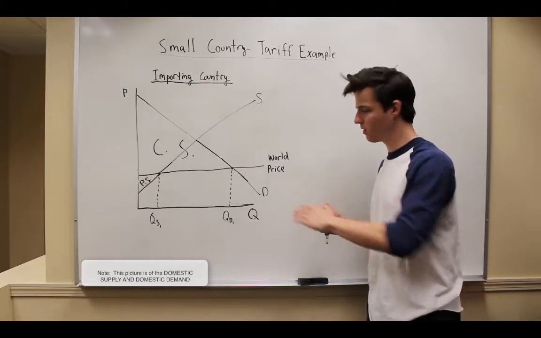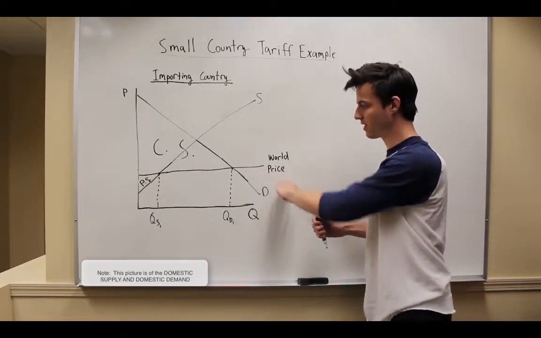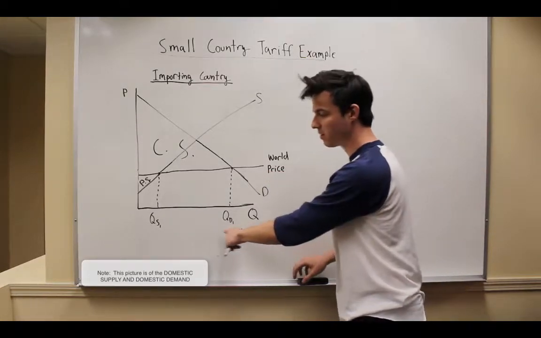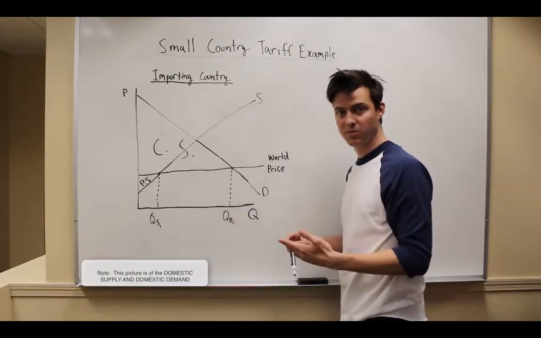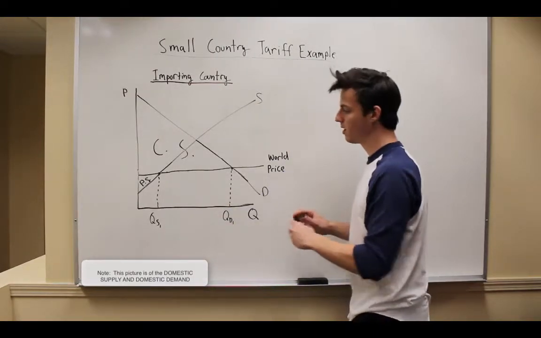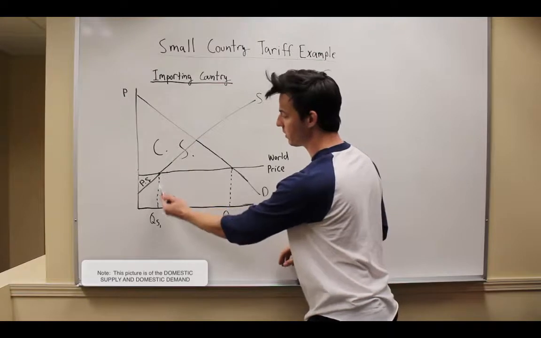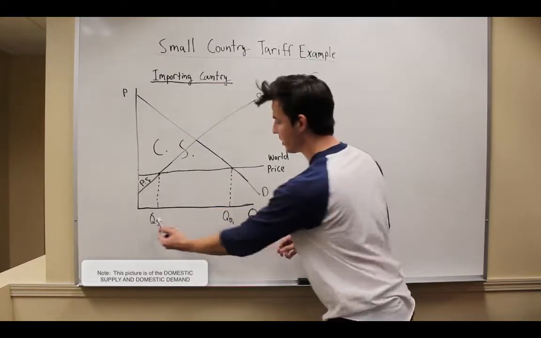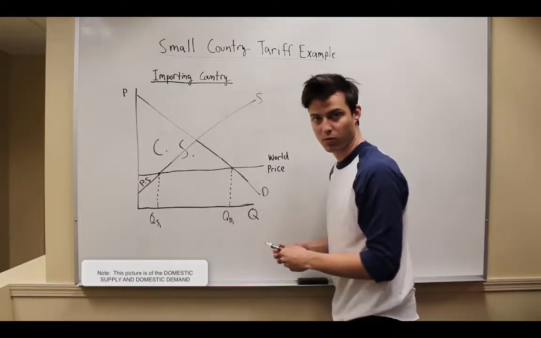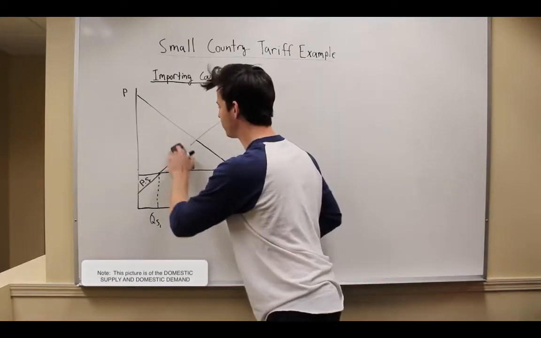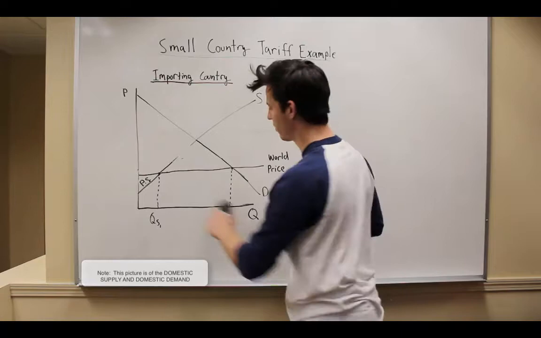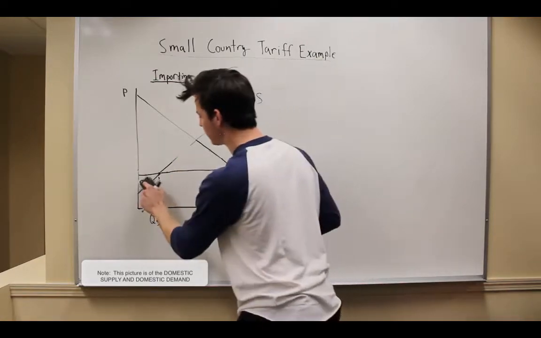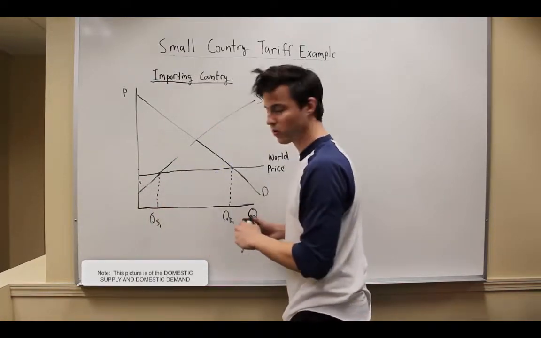At the pre-tariff price of the world price, the difference between your quantity demanded and quantity supplied is going to be the amount of goods that are imported, because domestic suppliers are only willing to supply this amount, but demand is much higher. So this area is the amount that's imported from other countries. So now we'll see what happens when we add a tariff and how that changes the market price and how that affects quantity demanded and quantity supplied.